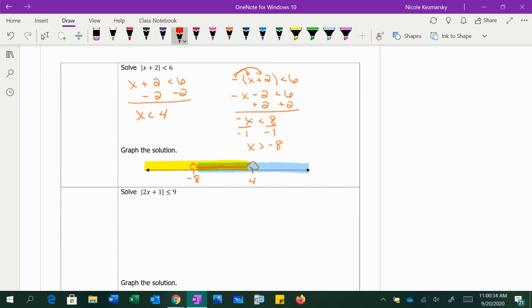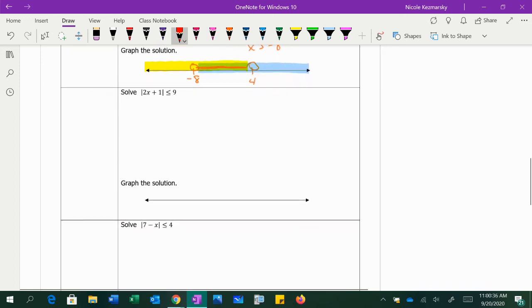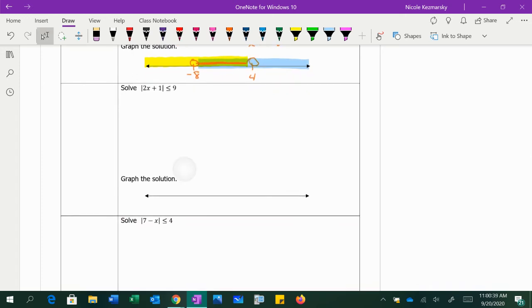Let's try the next one. So next one, similar story. We're going to say 2x plus 1 less than or equal to 9, and negative 2x plus 1 less than or equal to 9. For the left inequality, I'm going to subtract 1 and get 2x less than or equal to 8. Divide by 2 and get x less than or equal to 4.